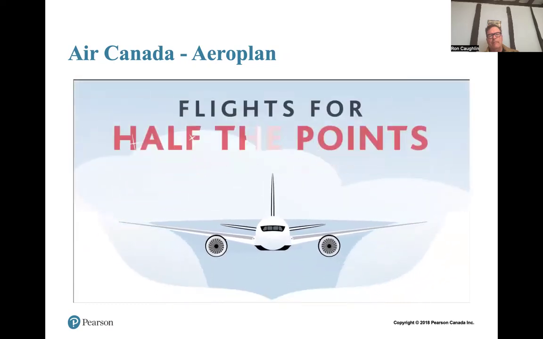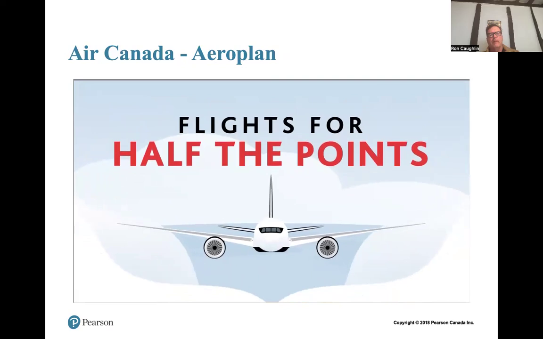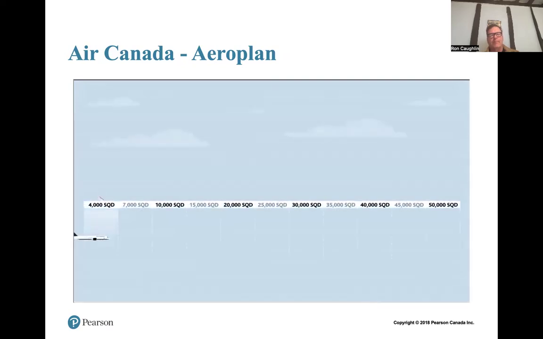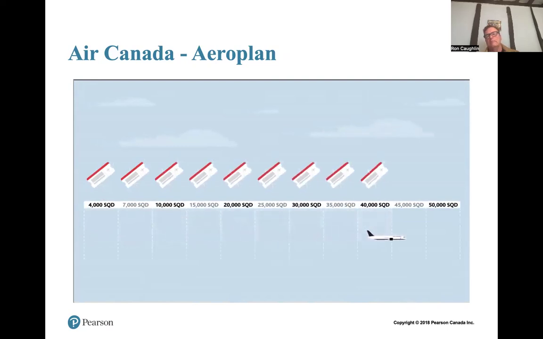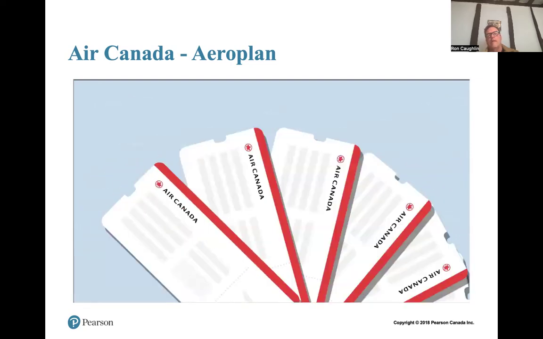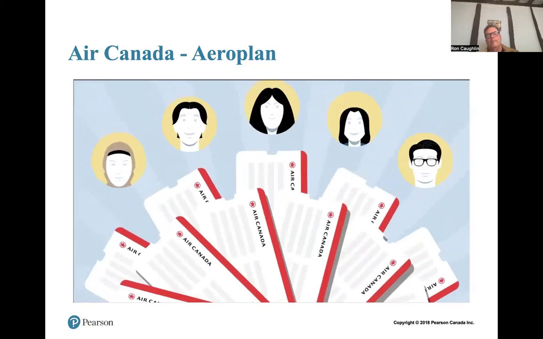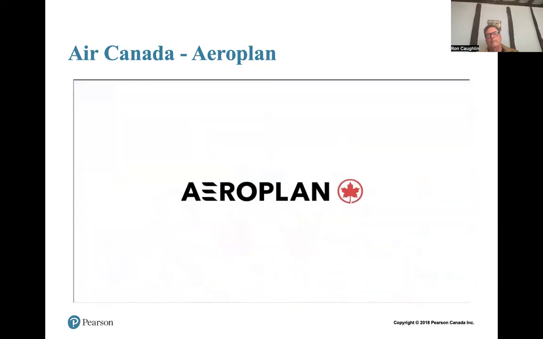Getting the flight for half the points makes it even better. Earning Priority Rewards is simple. Every time you cross a new status qualifying dollar threshold, you'll get a new voucher, valid for an entire year. You can use more than one voucher at a time, so taking friends and family on a trip just got that much easier. Travel more and travel better with Aeroplan Elite Status.